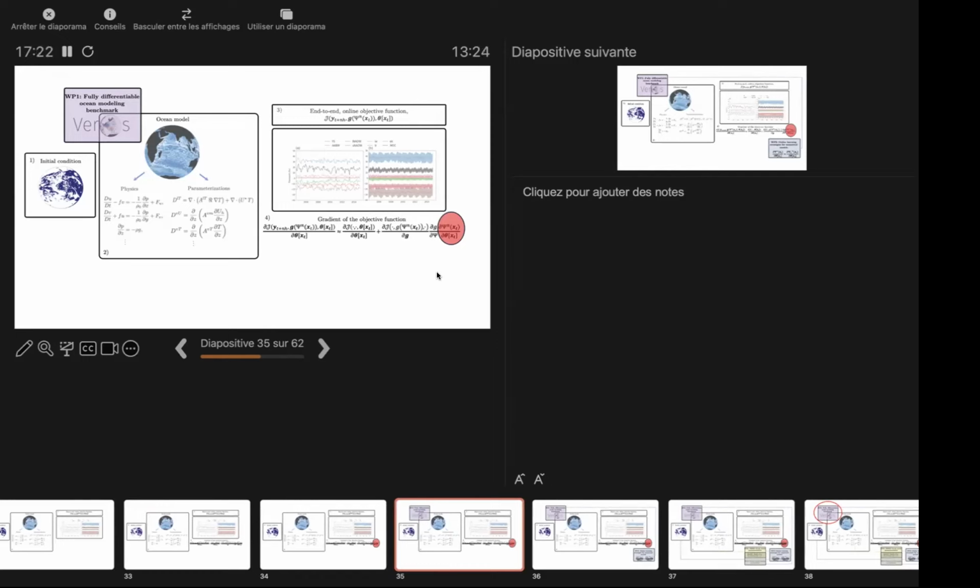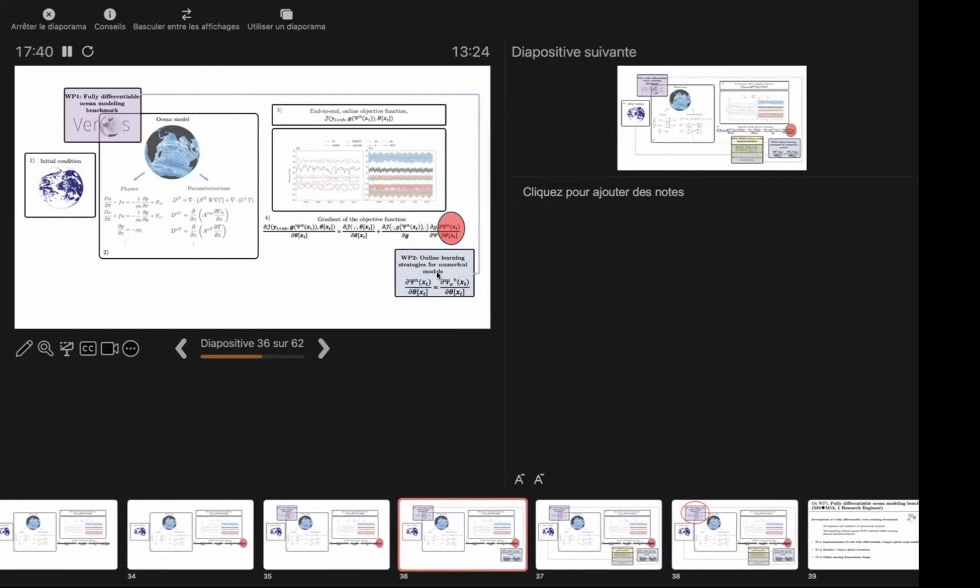Work package number 2 is to use this fully differentiable ocean model in order to design gradient approximations on problems at scale that later on can be used, for example, on NEMO. So this is the goal of work package number 1.